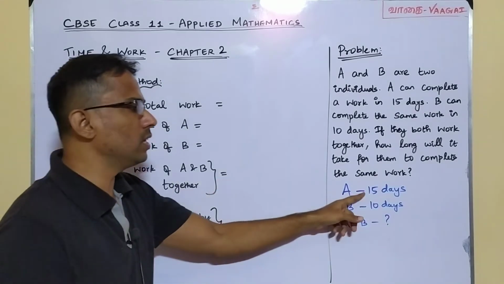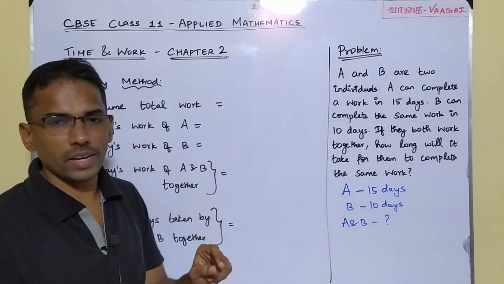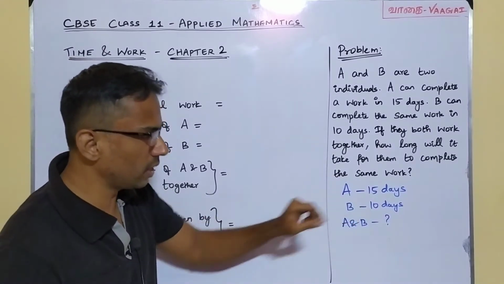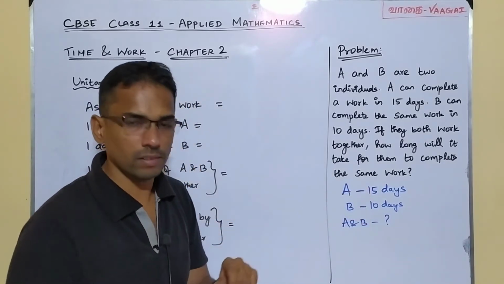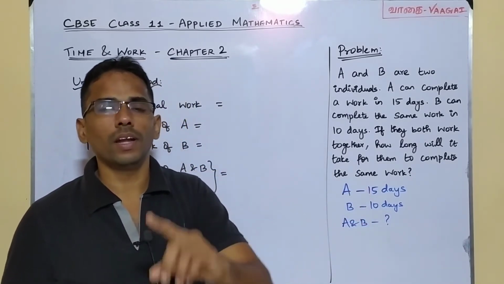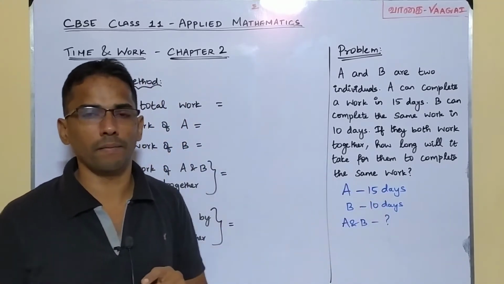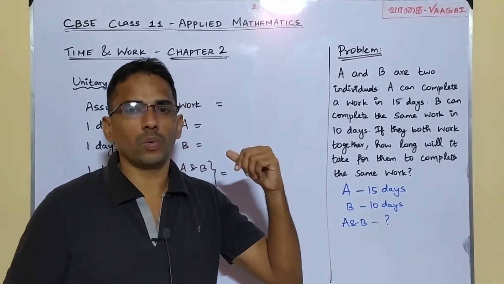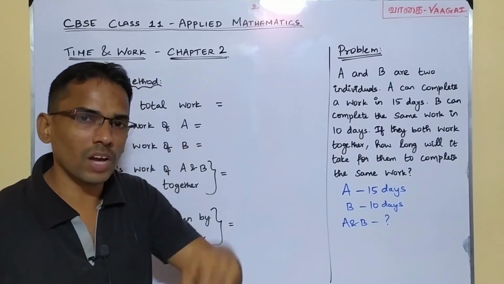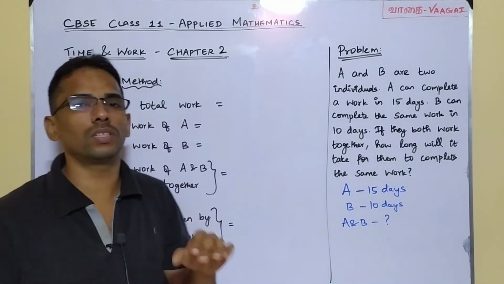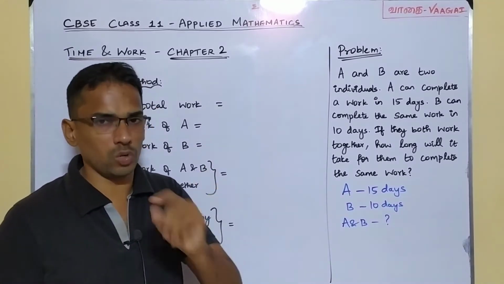For that, I have to look at the number of days first. A can complete a work in 15 days and B can complete the same work in 10 days. This is what is given, right? So I can see the numbers 15 and 10. Now think of the LCM of 15 and 10. Just before, when we calculated using fractions, we happened to take the LCM, right? So the same LCM we are going to take now, in the very first step itself. So what is the LCM of 15 and 10? It is going to be 30, right?